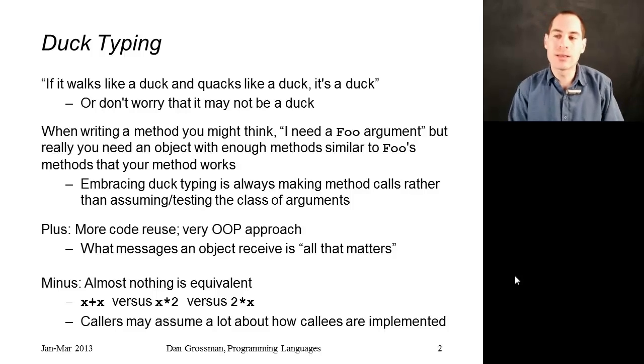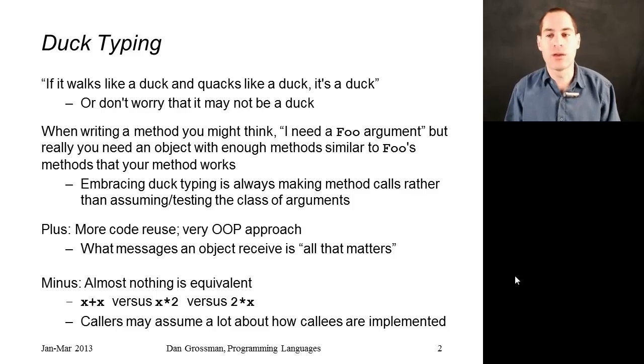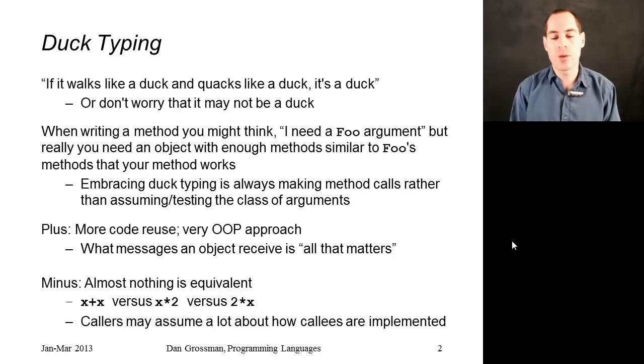So when you embrace duck typing like this, you really stick with not assuming anything about objects except that they have certain methods and you can call them with certain arguments. And you avoid language features, which Ruby does have, for things like testing: are you actually a Foo? What is your class? Are you an instance of a particular class? So people generally argue that by embracing duck typing, you get more code reuse. And you get more code reuse because you're taking a very OOP approach, that the only thing you care about an object is what messages you can send it.